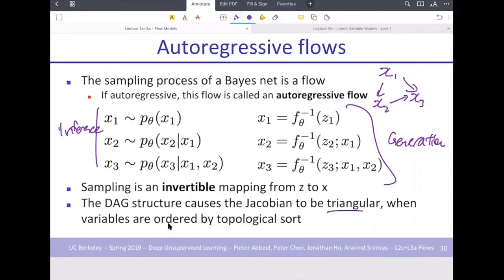So triangular is just basically, if you have the x and the z, it's like z1, z2, z3, then x1, x2, x3. So the dependency is: X1 is dependent on Z1 only. X2 is dependent on Z2 and Z1. And then X3 is dependent on all three. So 1, 1, 1. Yeah, that's why it's triangular. So that's right.